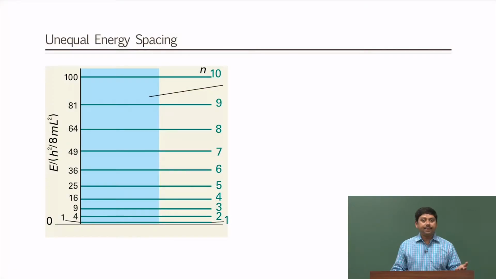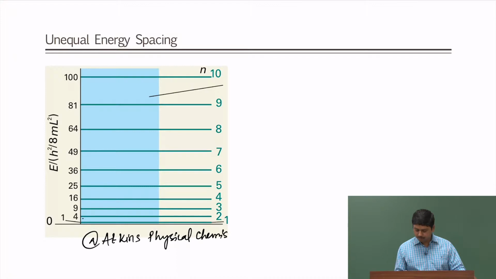However, if energy levels are all unequal, then we cannot do the same thing. For example, a very simple system like a particle in a box does not give us equal energy spacings. As you know, the energy levels keep on increasing. This picture is taken from the Atkins physical chemistry book. As you know, when the energy levels increase, the difference keeps on increasing. So, if you use this particle in a box concept, it will be very difficult to do that.